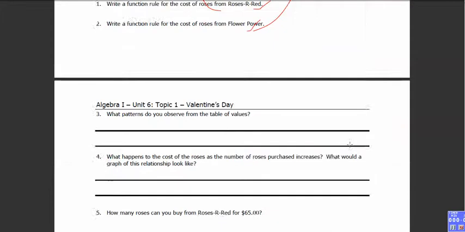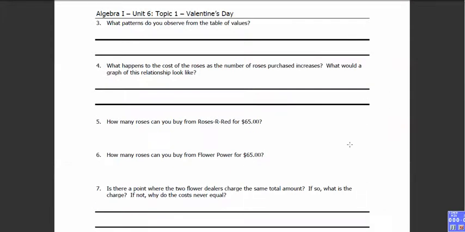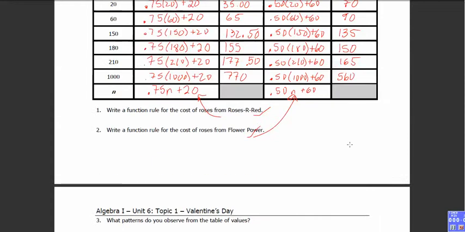All right, so now we look at number 4. What happens to the cost of roses as the number of roses purchased increases? Well, obviously the costs increase. It increases at a linear rate. You should recognize this function right here as being a linear function. There's no squared, so it's not quadratic. There's no exponent, so it can't be exponential. And it's not an absolute value, so it can't be that either. So out of everything that we've studied, that's the only one that makes sense, is that it is linear, right?